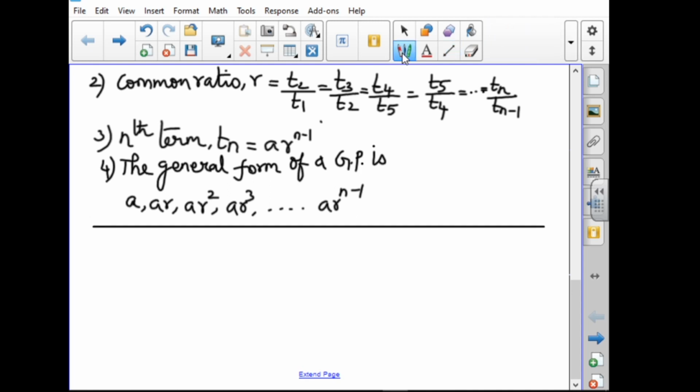Now take exercise 3.7.2. First question, first subdivision.